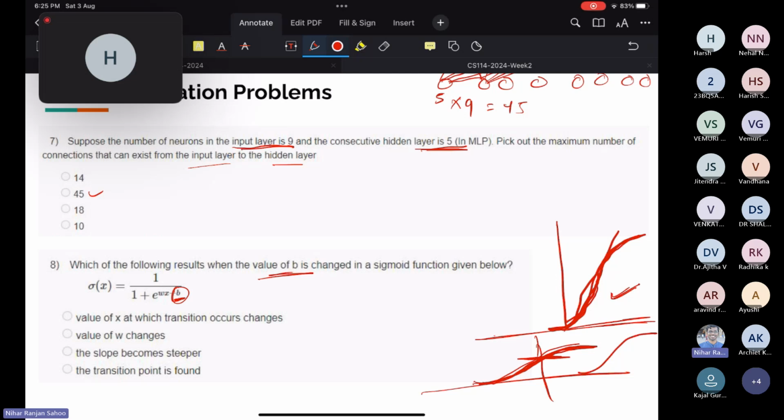x plus 2, x plus 3, we'll see, or x minus 2. So if b is negative, what will happen, and if b is positive, what will happen? You can just visualize those plots. So the answer is the value of x at which the transition occurs.